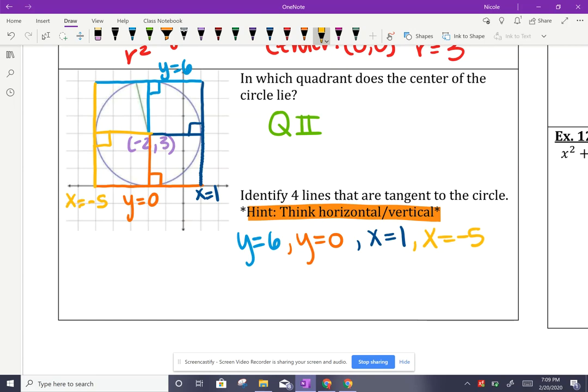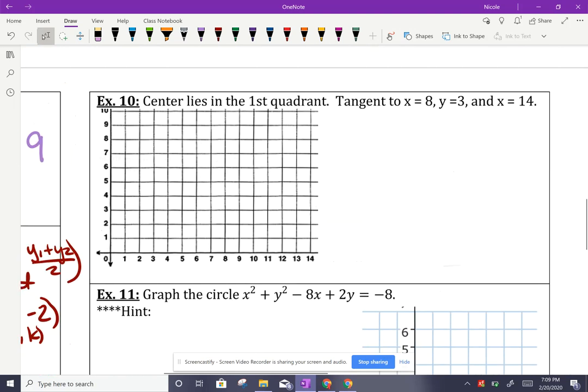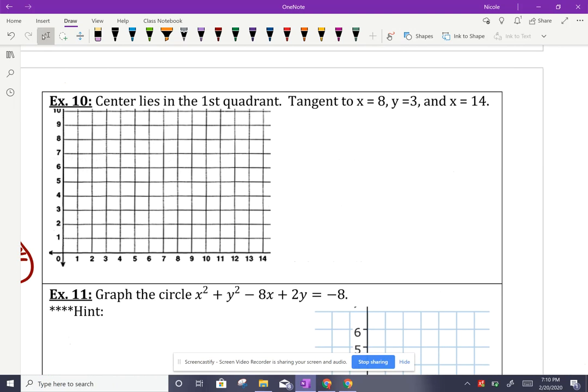Let's try another example of that. So scroll over to the top here. For example 10. So first I'm going to identify, I have a center that lies in the first quadrant. I don't know where it is. We have no idea where that center is. So we are going to have to locate it and then write an equation for it.